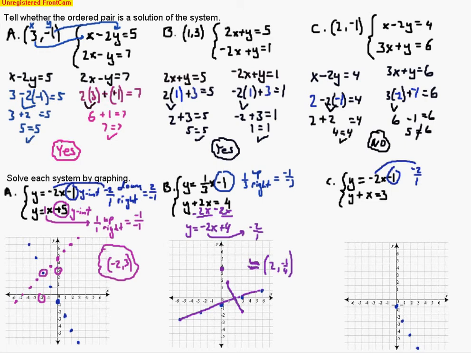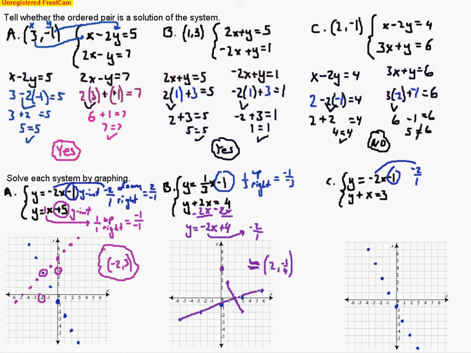I could also go the other way. Up 2 spaces, 1 to the left. Up 2, 1 to the left. And I do that a bunch of times so I can see where these lines are going to cross. And hopefully they cross on a point rather than one that doesn't quite cross on a point.